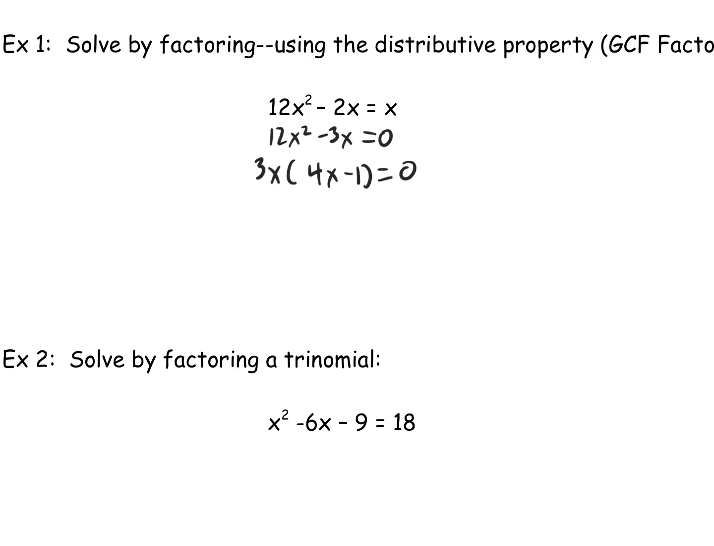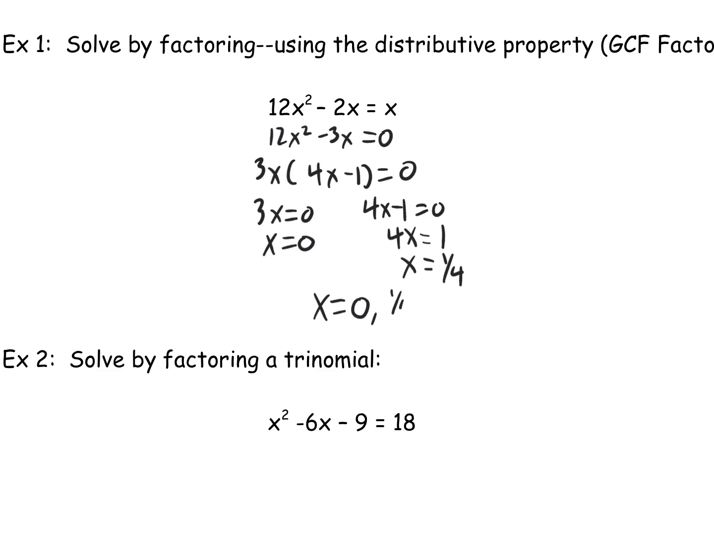Now, my zero product property says that if I have two things multiplied together equals 0, one of those has to be 0. So I can set either 3x equal to 0 or 4x minus 1 equal to 0. So now I can solve each of these separately. 3x equals 0, divide both sides by 3, and I get x equals 0. 4x minus 1 equals 0. If I add 1 to both sides, I get 4x equals 1. And then if I divide both sides by 4, I get x equals 1/4. So my final solution is x is equal to 0 or 1/4.